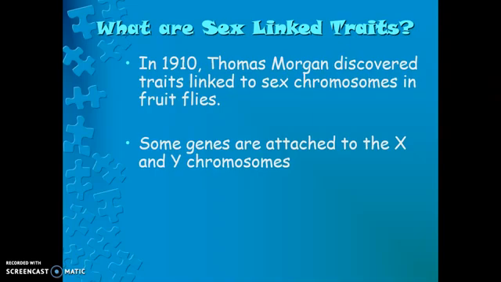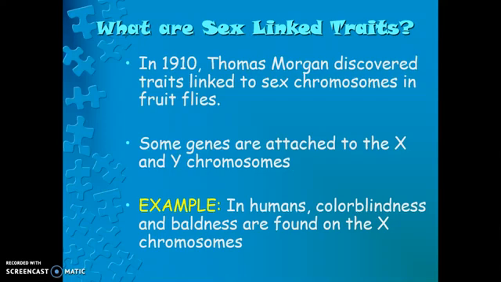The genes that we're going to study for sex-linked traits are always going to be on the X chromosome. Okay? So they're always going to be on the X chromosome. And the Y chromosome doesn't have anything matching with it, because remember the Y chromosome is short, so it doesn't have as many genes on it as the X chromosome does because the X chromosome is so big. Some examples in humans, color blindness is located on the X chromosome, and baldness, male patterned baldness, is located on the X chromosome. In fruit flies, eye color is located on the X chromosome.